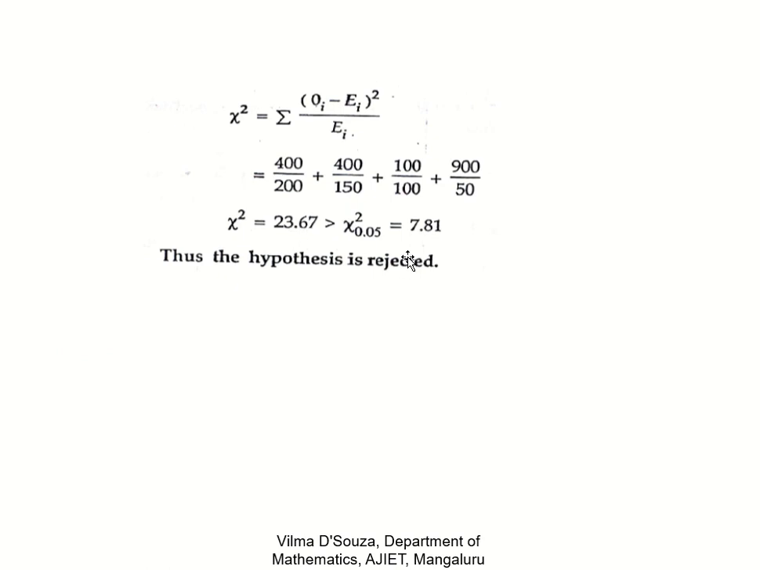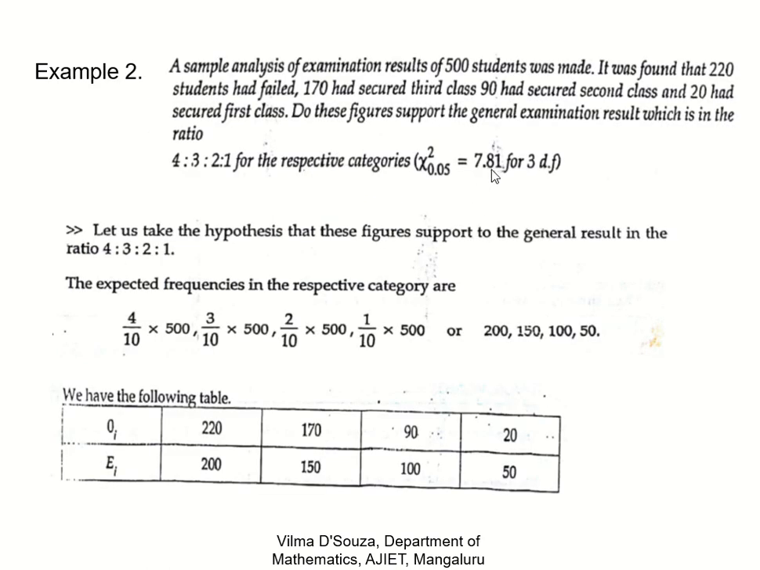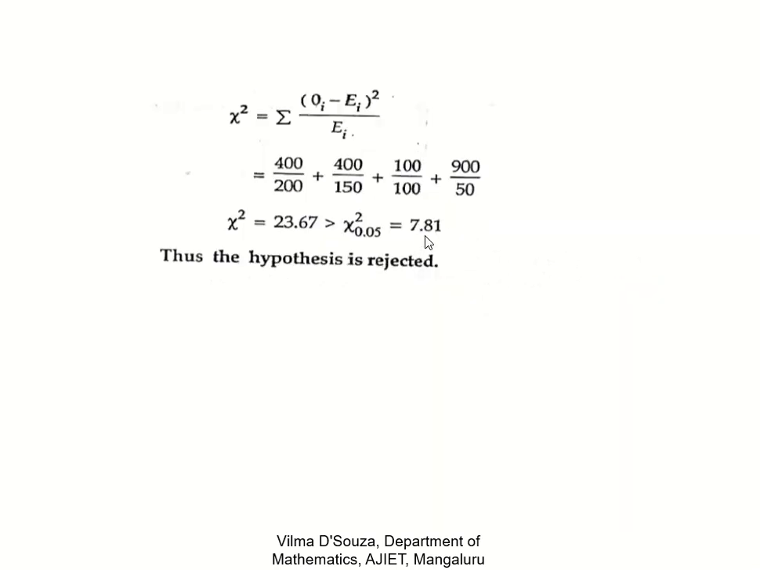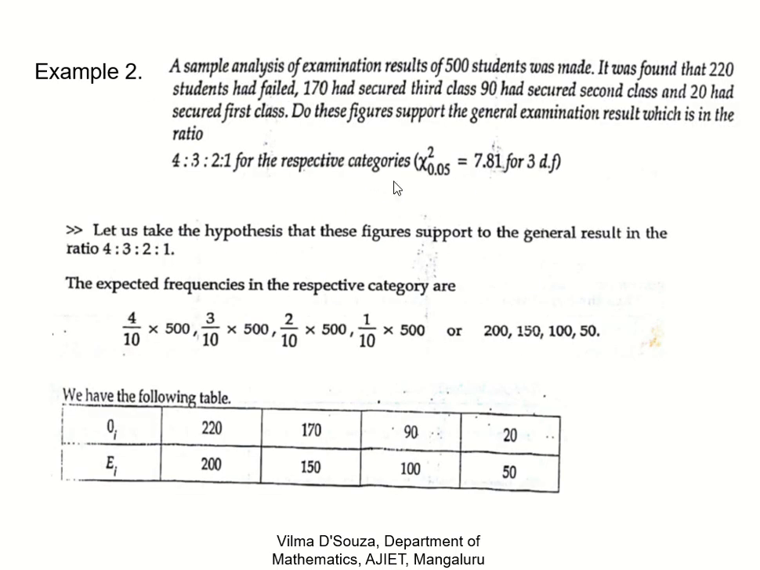But what is the value of chi-square given in the problem? 7.81 for 3 degrees of freedom. Chi-square given is 7.81. So your calculated value of chi-square is 23.67, which is much larger than the tabular value of chi-square. So you are rejecting the hypothesis, and you conclude that these figures do not support the general examination result, which is in the ratio 4 is to 3 is to 2 is to 1.